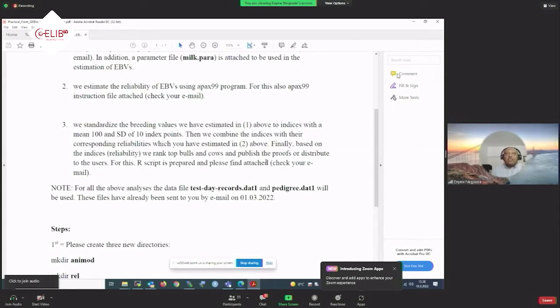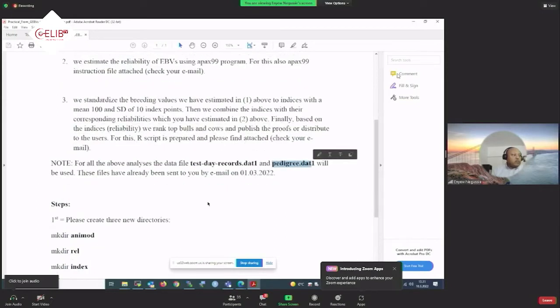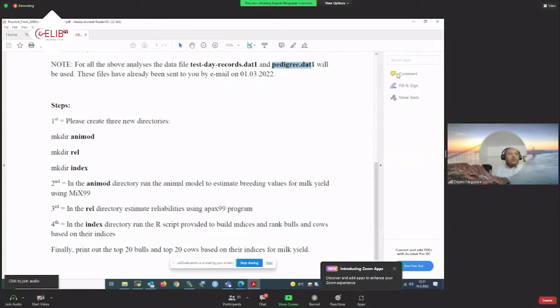This is a very nice exercise. Once you use this, you can just upscale it when you have 3 or 5 traits. So you can start with this one. In general, note that I'm using the same data and the same pedigree I have sent you before. So how do you do this? The first step is to make a directory somewhere in your home.